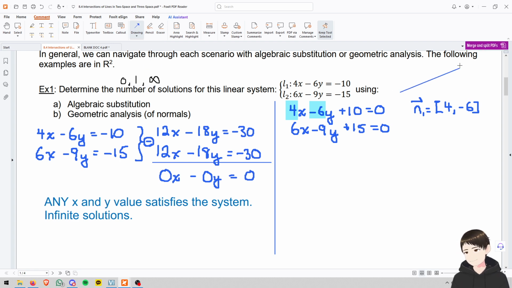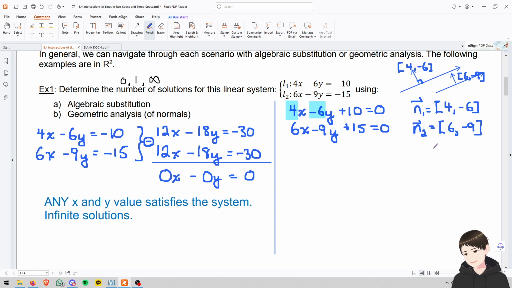What I mean by that is, if this was my line, my normal, I'm going to assume that's about 90 degrees. My normal vector is 4, -6. What about this one? The normal of the second line is 6, -9. Again, I don't know what this line is, but I do know that the normal is 6, -9.